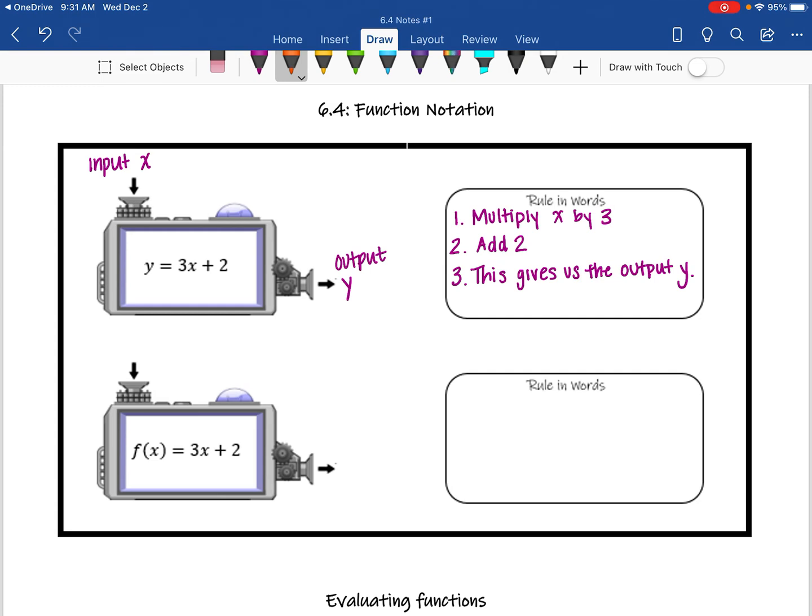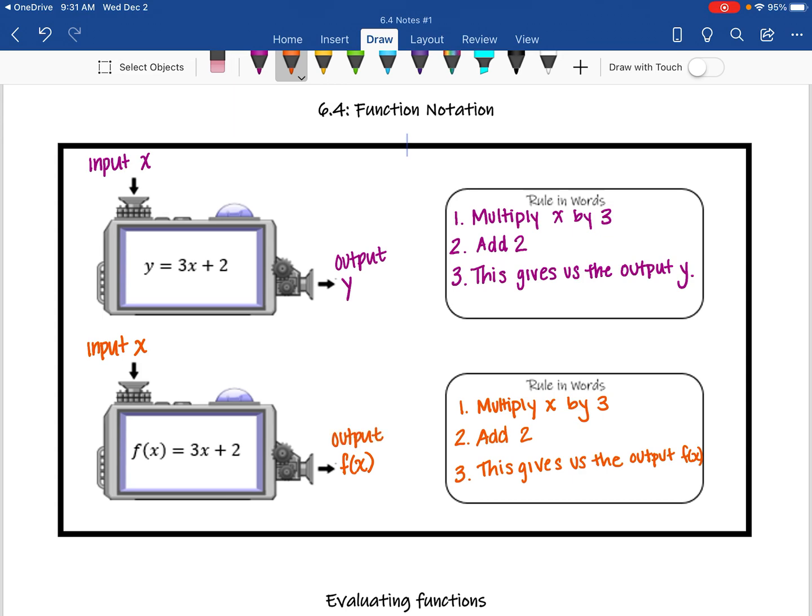Okay, so our input is still x. We're going to put x into the machine. We're going to multiply x by 3. We're going to add 2. And we still get our output, only this time we're calling the output f of x. Okay, it's a different name, still means the same thing. It's a different notation.